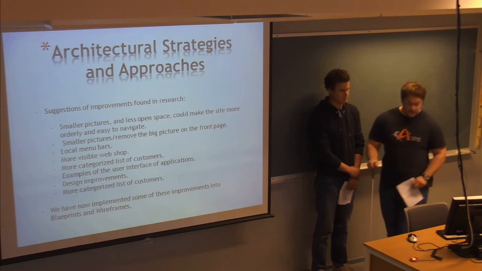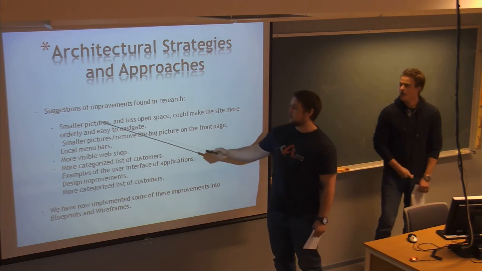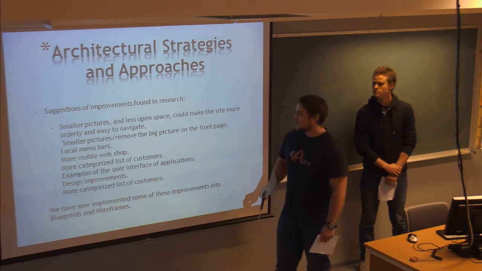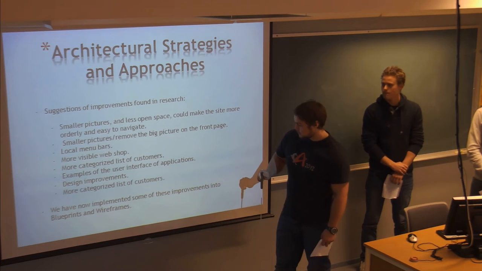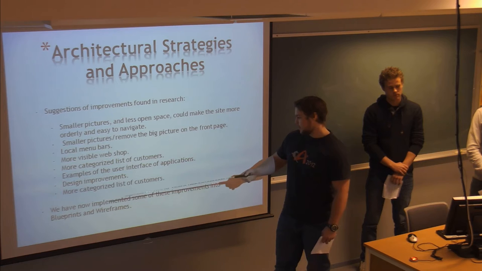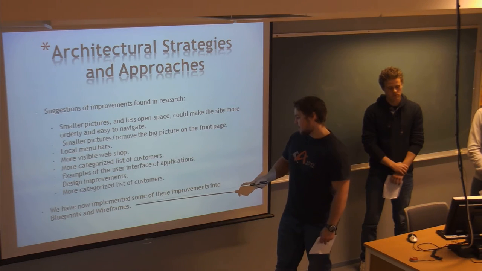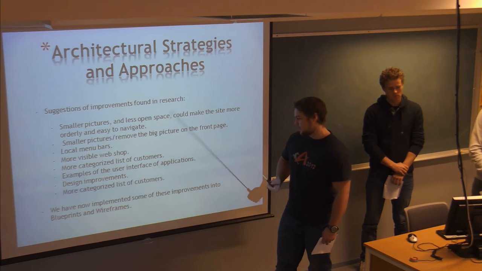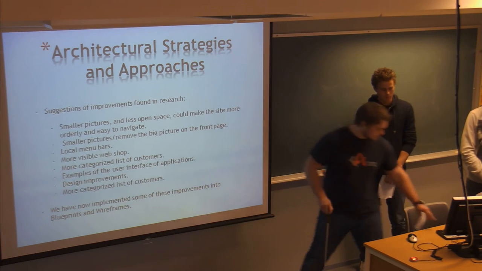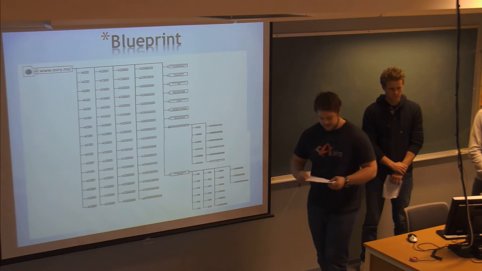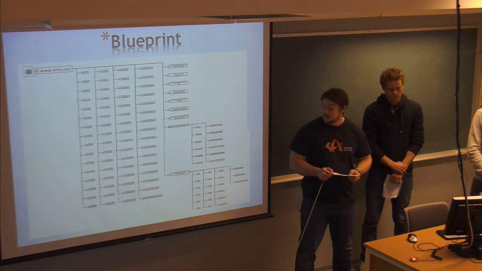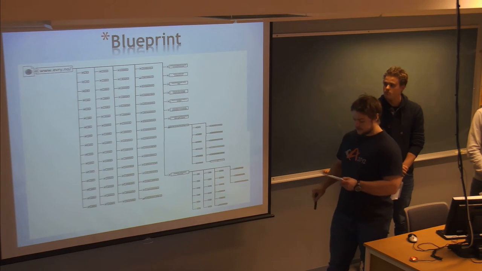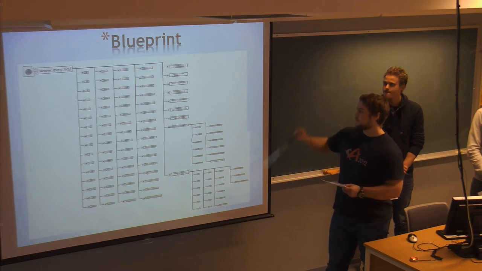So here we can see the summary of our research phase, and this is where the suggestion of improvements we found. And now we went on and implemented some of these improvements into blueprints and wireframes. Blueprints show the relationship between pages and are often called sitemaps. This first blueprint is a high-level blueprint, and it shows all the content on the page.